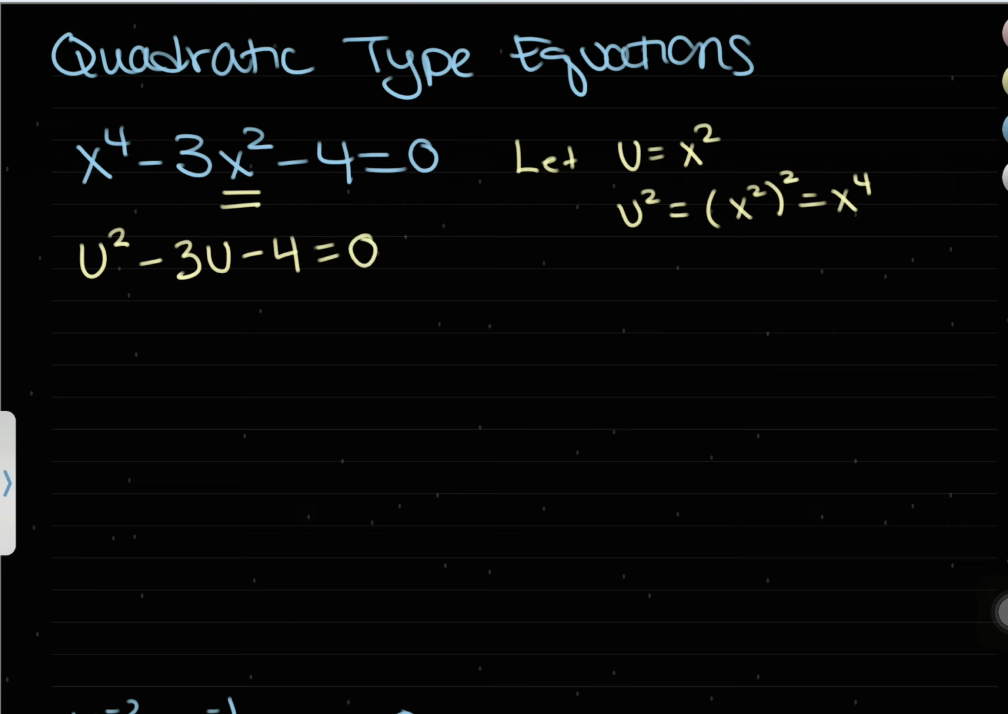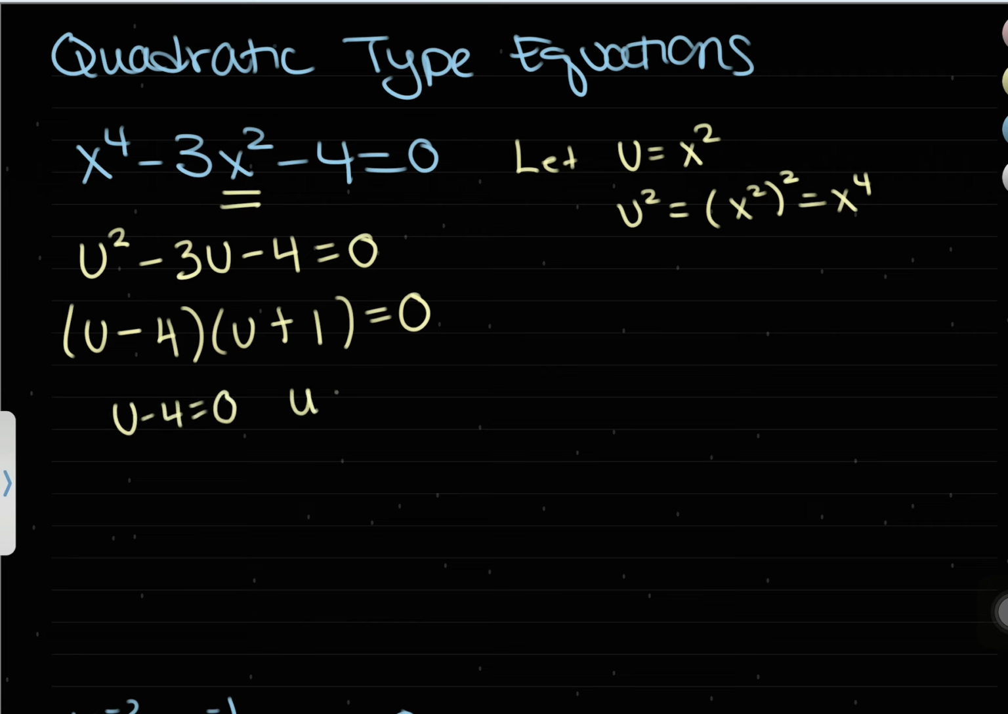That's something that we could solve by factoring, or we could use a quadratic formula. I think we can factor this one though, because let's see, 4 times 1 is 4. And if I make it a minus 4 and a plus 1, that will add up to negative 3. Now I can set my factors equal to 0. u minus 4 equals 0. u plus 1 equals 0. So u could equal 4, or u could equal negative 1. But we're not done with the problem. We're actually solving for x, not solving for u.